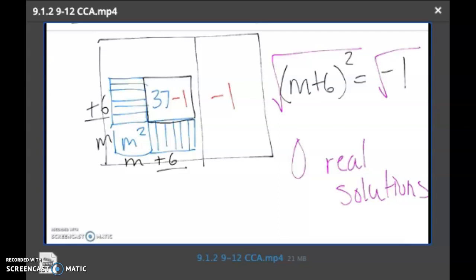So anytime you have your perfect square form equal to a negative number, you're going to get that you have 0 real solutions, okay?